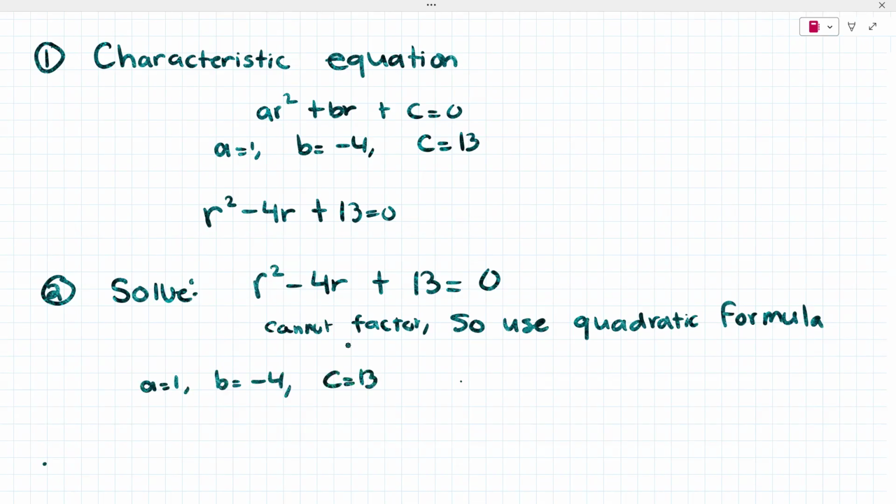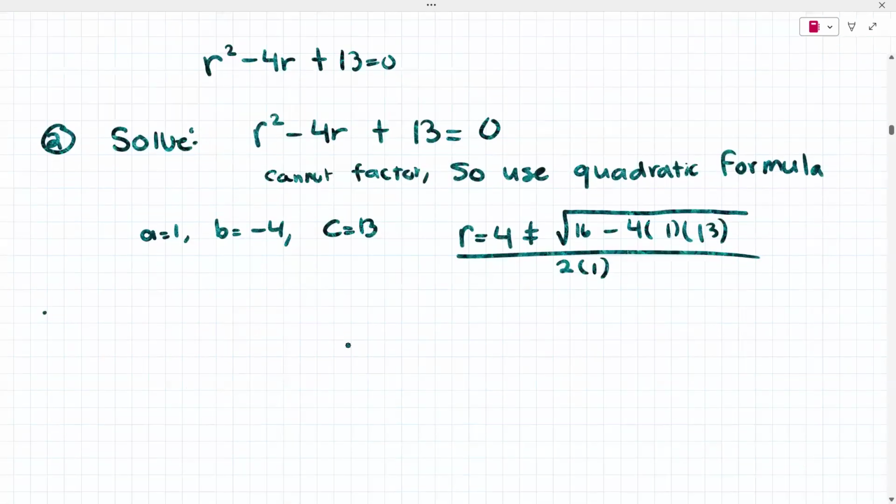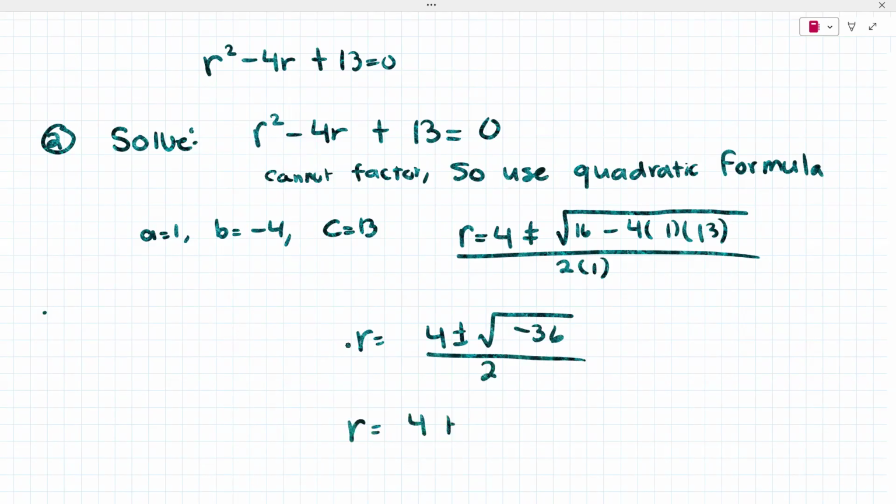So it's going to be r equals the opposite of b, which is +4, plus or minus the square root of b squared minus 4ac. The b squared is 16, minus 4 times a times c. My a is 1, my c is 13, all over 2 times 1. So I get r equals 4 plus or minus, when you put all this in the calculator, 16 minus 4 times 1 times 13, that is the square root of negative 36, all over 2.